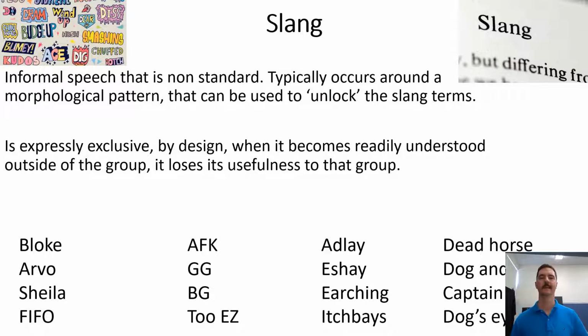All right, so slang is very distinctly different from jargon. It's non-standard informal speech used within an in-group. Down the bottom we've got examples: bloke, arvo, Sheila, FIFO, that you're thinking of as sort of Australian lingo. Mostly your bogan types would use that more often, to signal to others that they're in that group. Then there's gamer slang: AFK, GG, BG, too easy.